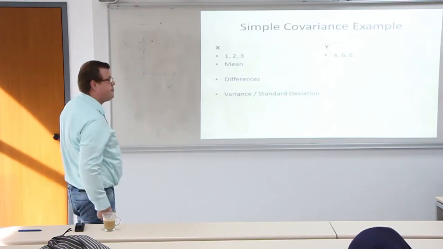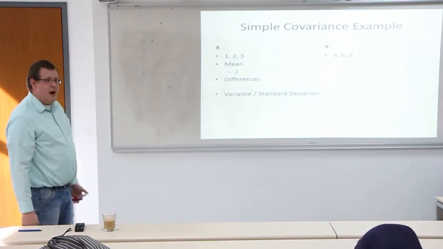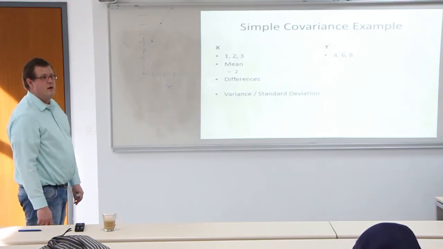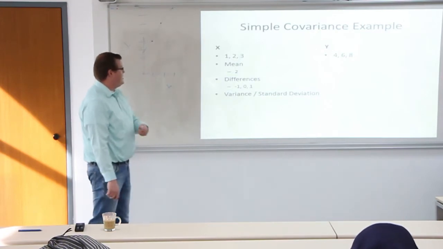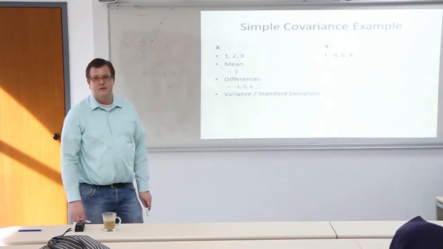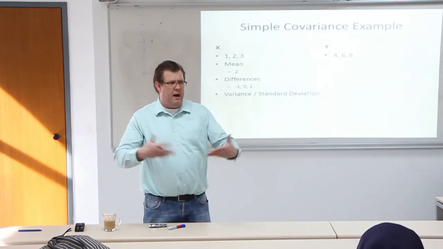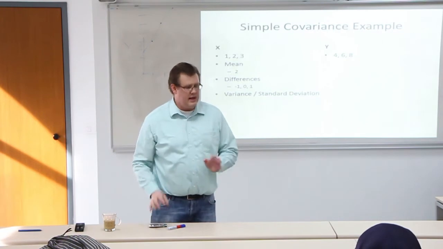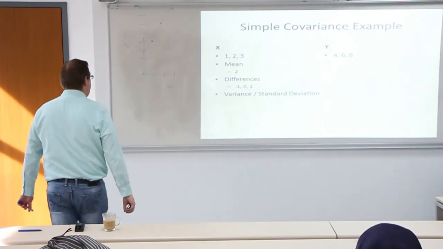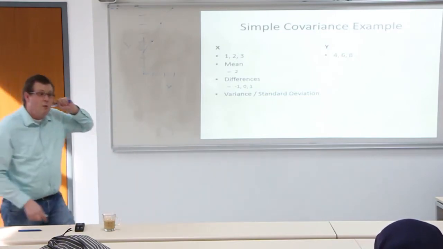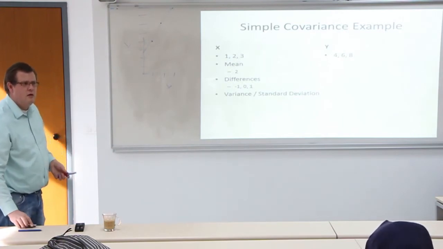Okay, so what's the mean of 1, 2, 3? 2. Yeah, 2. What are the differences? So each of those scores minus the mean: -1, 0, and positive 1. Perfect. What is the variance? From now on, when I say variance, I mean the unbiased variance. Unless I specifically say the biased, assume the unbiased. Okay. So, what was it? 1. How'd you figure that out?